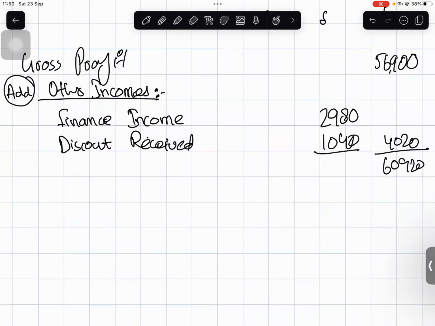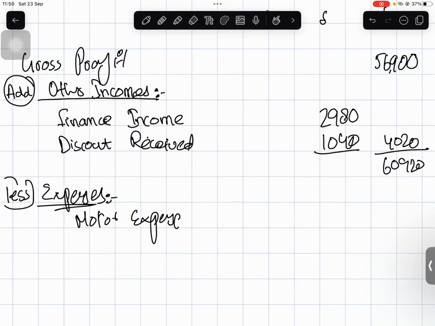Okay, good. Now what? Sir, we write expenses. Then we deduct expenses. Very good. What should I write? Sir, motor expense. Which column? First column. No, for expenses we can actually write them in the second column. The third column will mostly only be used up until the gross profit. Okay, sir. So you will write the amount in the second column, 3140.